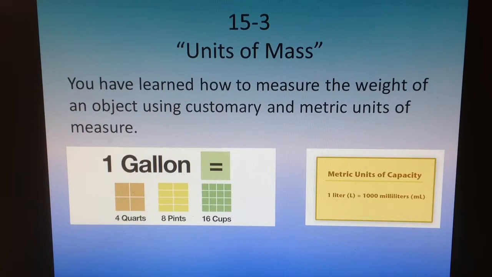Hello, today's lesson is 15-3 and it's called Units of Mass. You've learned how to measure the weight of an object using customary and metric units of measure. Here on the slide I have a picture of a gallon and it's divided into quarts and pints and cups. I also have the picture that we looked at yesterday that shows how a liter is equal to 1,000 milliliters. That's the customary on the left and metric on the right units of measure.